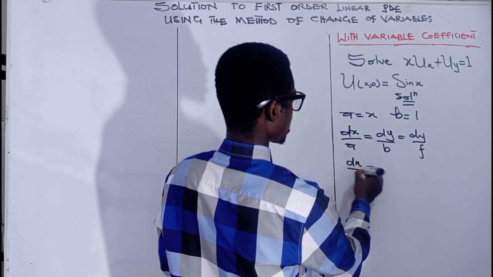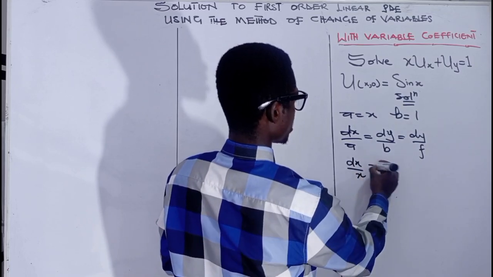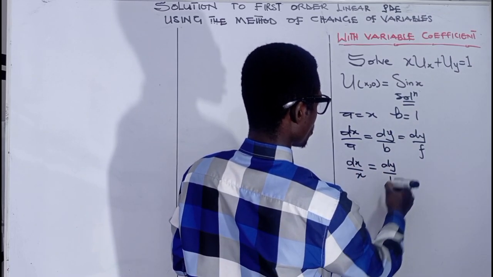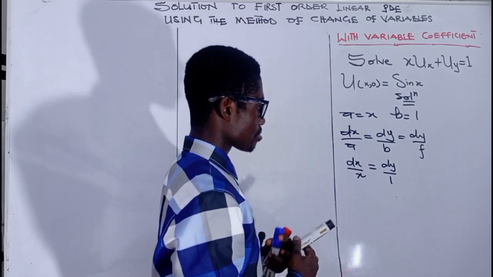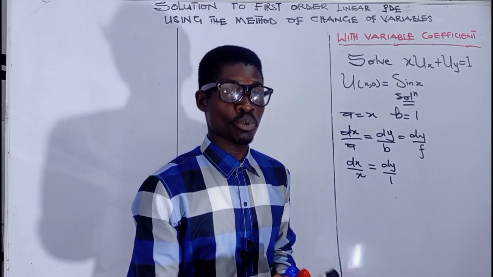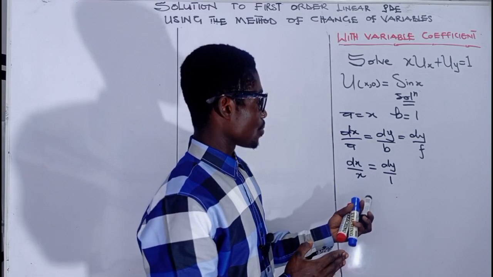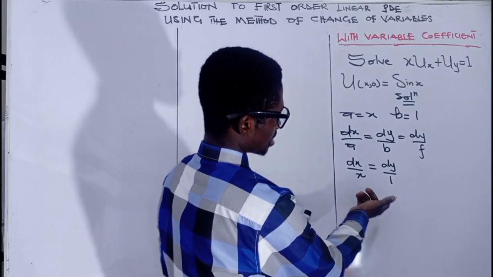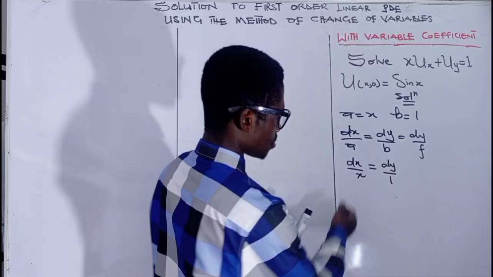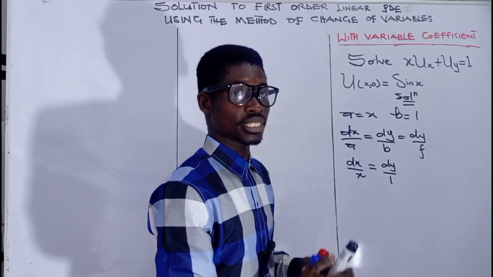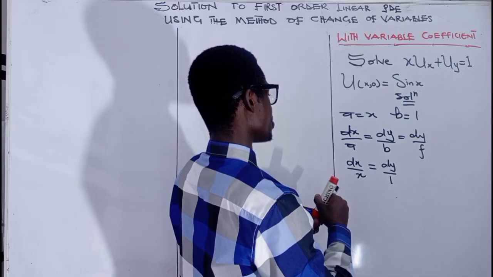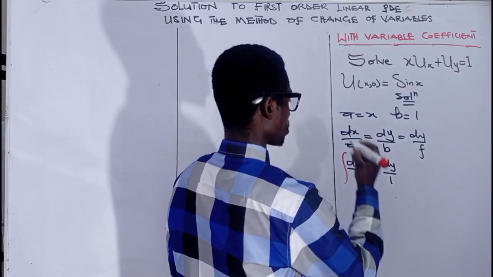Since we are interested in dx and dy, we plug in that. We have our dx over x is equal to dy over b. Our b is 1. Once we have this, we integrate if possible, or if we have separated the variables, we can just integrate straight away. From here, you can see that we've already separated the variables into x and then y. So we can just integrate, taking the integral on either side of the equal sign.